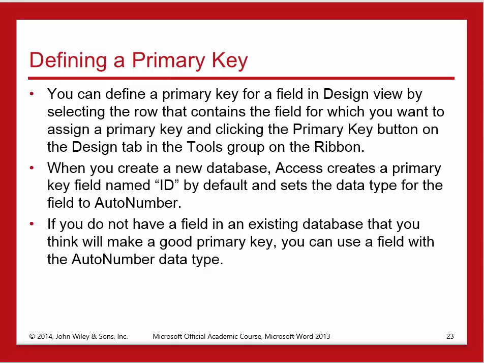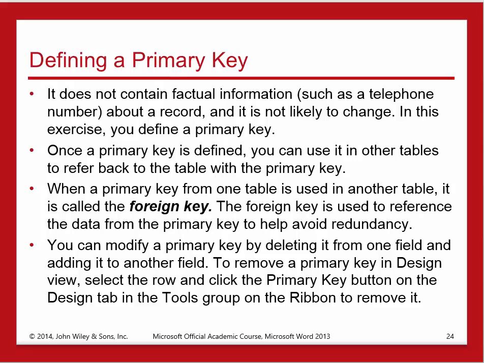You also need to know that when you create a new database, Access will create a primary key field named ID that is set to auto number by default, and you can always go in and change that as you need to. And if you don't have a field in your table that you think will make a good primary key, you can always use a field that does use that auto number type, just like Access does by default. Your primary key might not contain factual information about a record, and it's not likely to change.